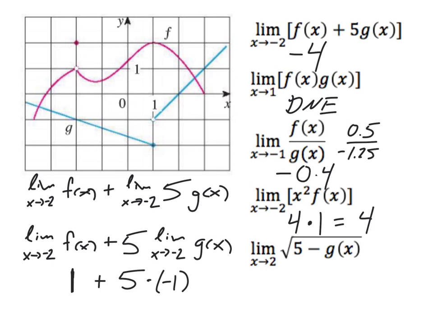All right. Last one now. For our last one, remember that if I'm finding the limit of a square root, I can get the same thing by doing the square root of the limit. And so I'm going to end up doing the square root of the limit as x approaches 2 of 5 minus g of x.